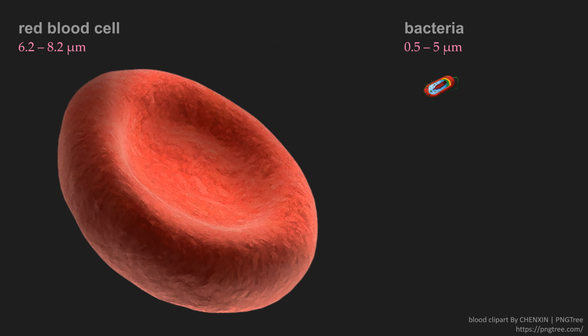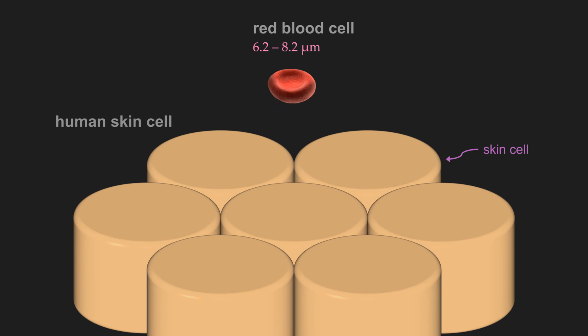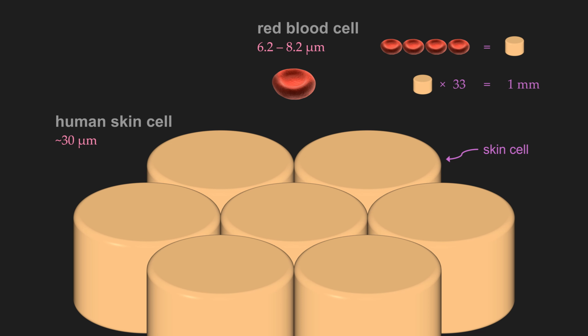But even bacteria are generally much smaller than our red blood cells, one of the smallest types of cell in our bodies. And we're only just getting to the level of the human skin cell, something you'll still need a microscope to see. Roughly 4 red blood cells will fit end to end across one of your skin cells. But even then, it'll take 33 skin cells to span a single millimetre.